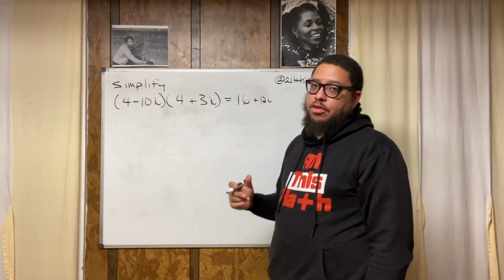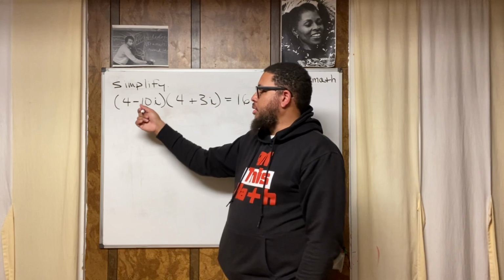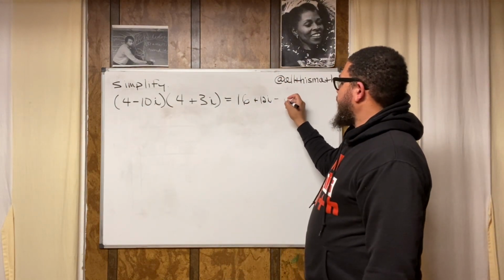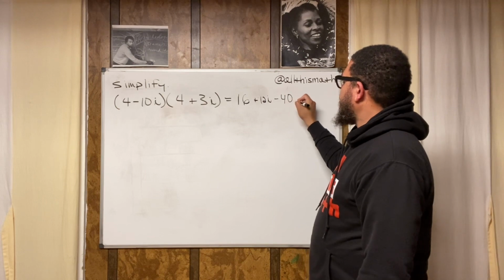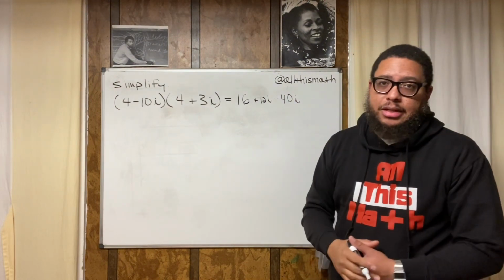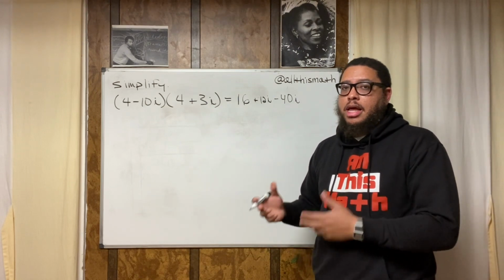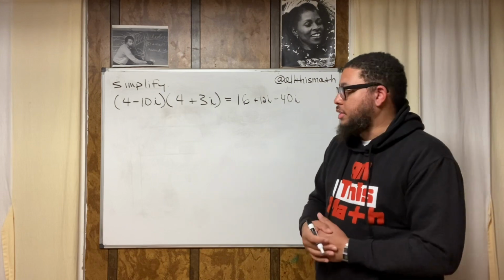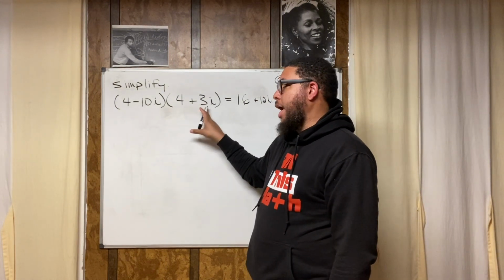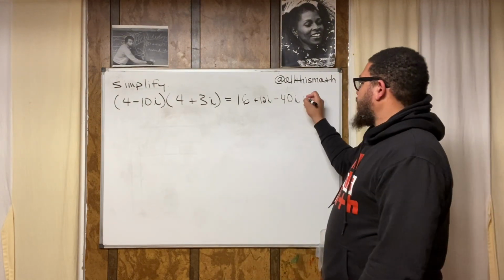And then the I in FOIL stands for the innermost terms. So the innermost terms are -10i and 4. So now we got -40i. Now down to the L. The L stands for last, the last terms. Just like we started out with the first terms in the parentheses, now we go into the last terms in the parentheses. So the last terms are -10i and +3i. Multiply them together. Now you got -30i.